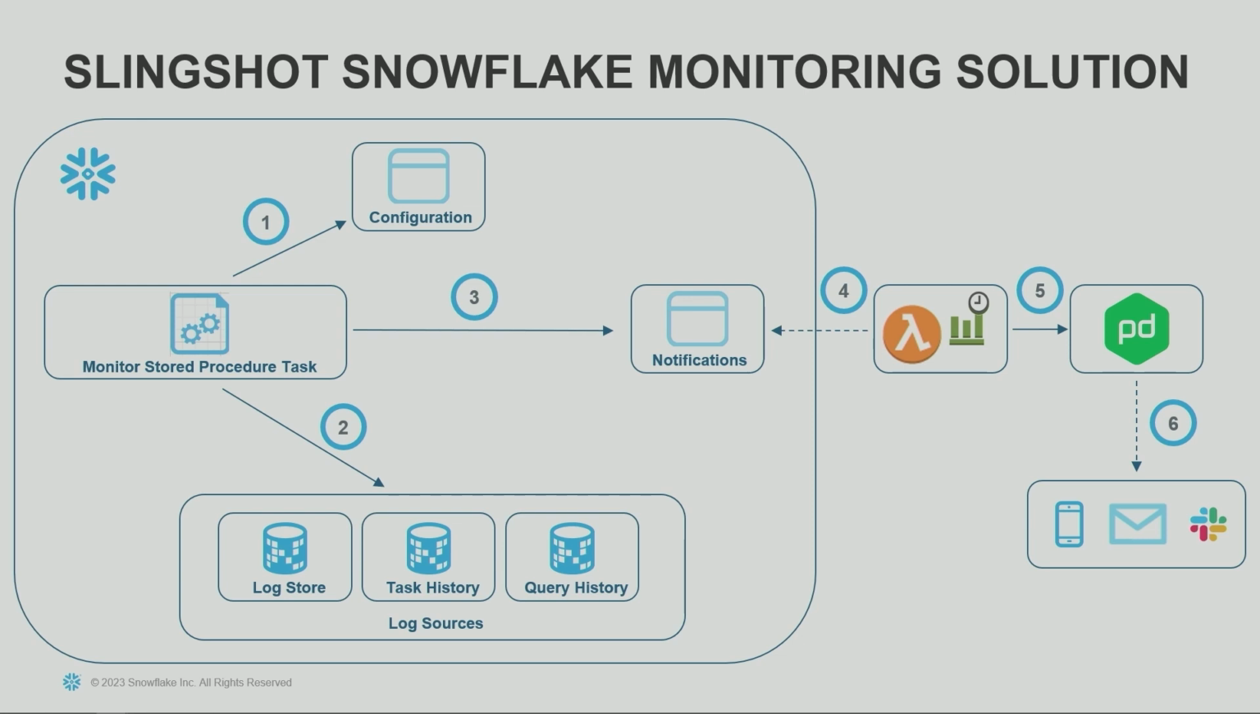A Lambda sitting in a separate AWS account picks up the notification and triggers a PagerDuty. The PagerDuty is again configurable based on the team or the individual supporting that particular job, and based on the channel-specific configurations, the alert gets delivered to either Slack, mobile, or email.